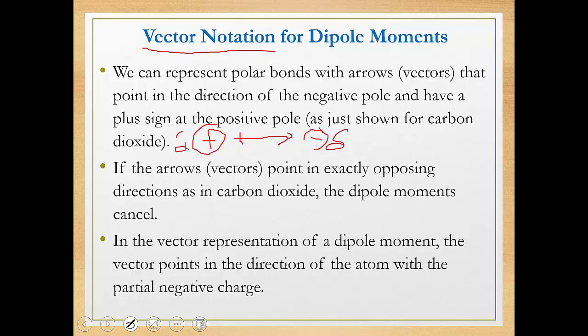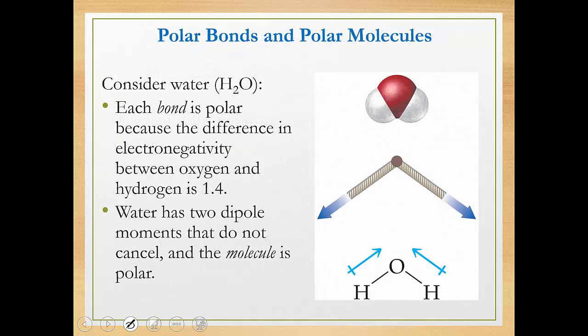Now, if the vectors are pointing exactly opposite one another, diametrically opposed as they were in carbon dioxide, then they cancel. But if the vectors point in the direction of an atom with a partial negative charge, you will get a dipole moment. You end up getting a dipole for that, and then you have a polar molecule. So if you've taken physics and you've looked at vectors in physics, it's very similar to that idea. We're going to add them up.